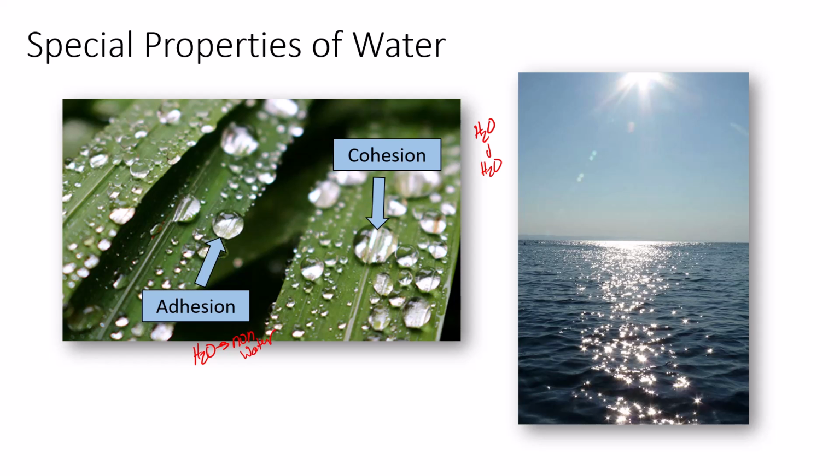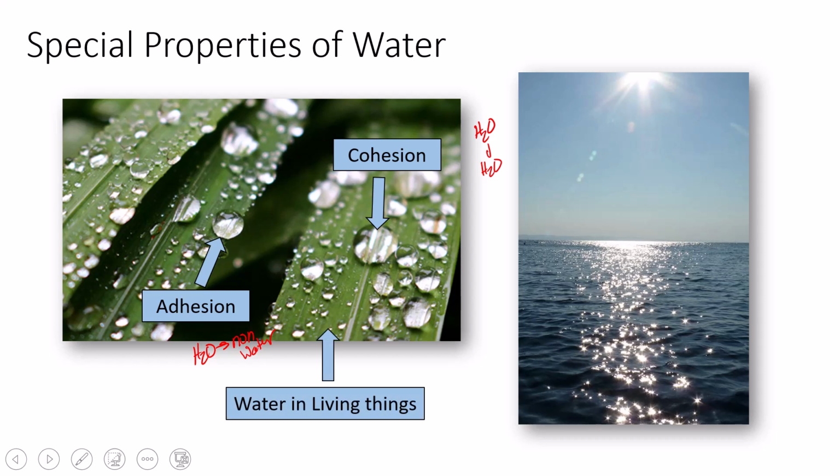In this case, the beads of water sticking to the leaf blades. You have other properties like water in living things, meaning all living things are composed of water. Water is the medium of life, and another example in terms of humans would be blood. Water is the solvent in blood that all of the blood components are dissolved in. And water has a really high specific heat capacity.